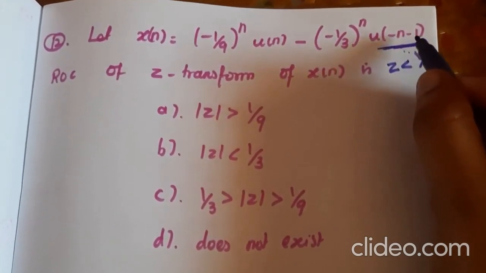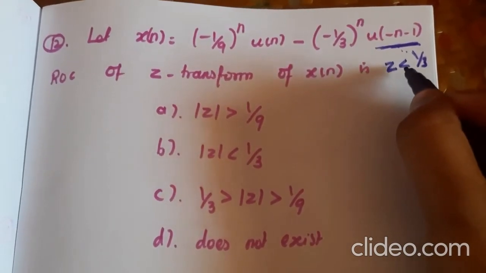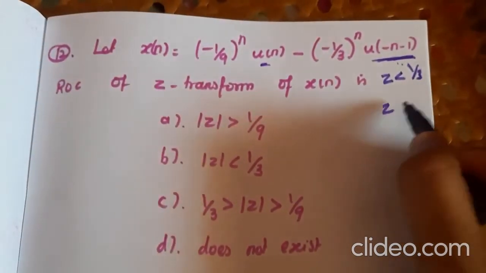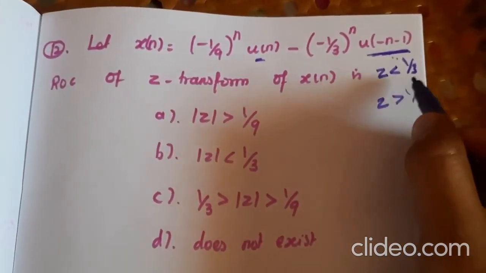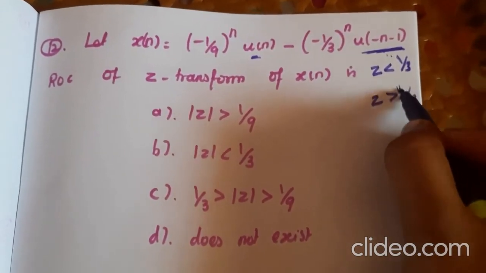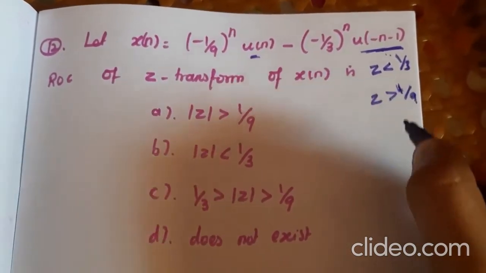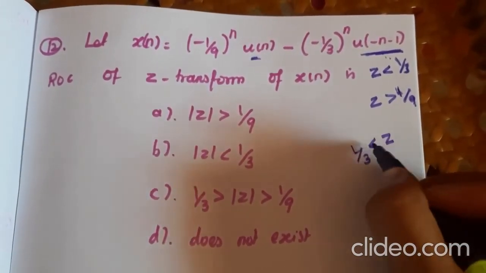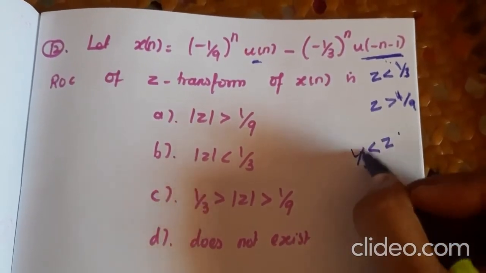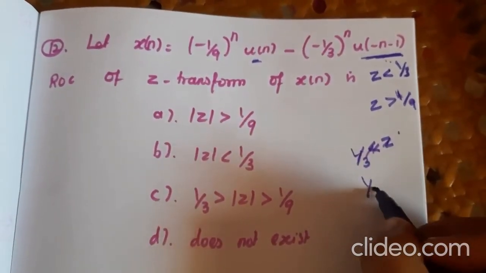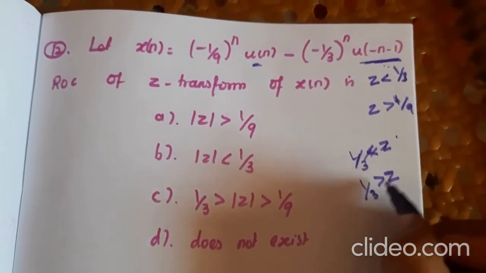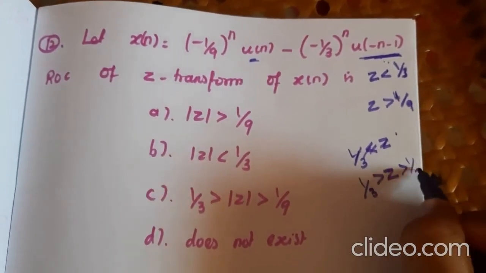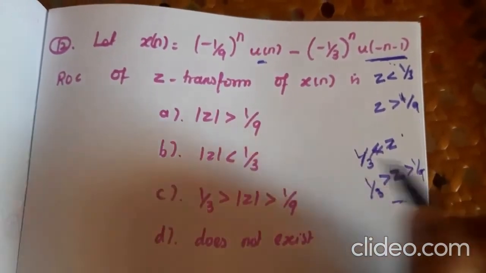When it is u of minus n minus 1, the ROC is z less than 1 by 3, but in the normal case, for this condition the ROC is z greater than 1 by 9, that is the modulus value, so we will take 1 by 9. So taking both conditions, the ROC becomes z less than 1 by 3 and greater than 1 by 9. So here the answer is C.